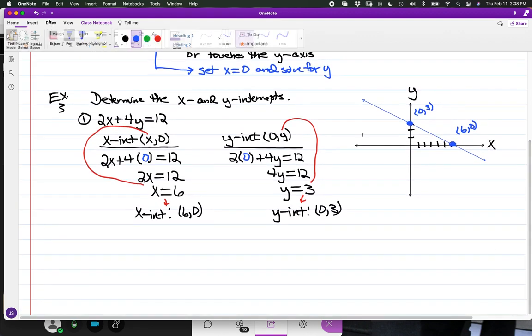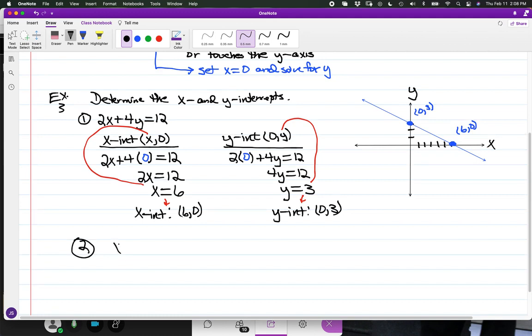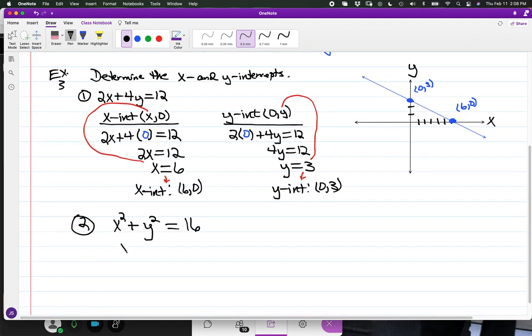Now let's say we have a nonlinear equation, x squared plus y squared is equal to 16, and I'm looking for the x and y intercepts once again.